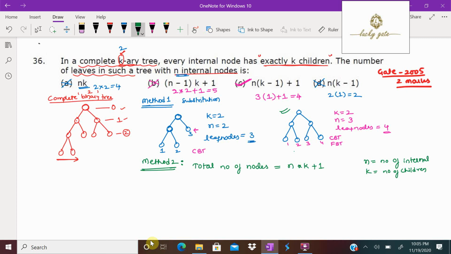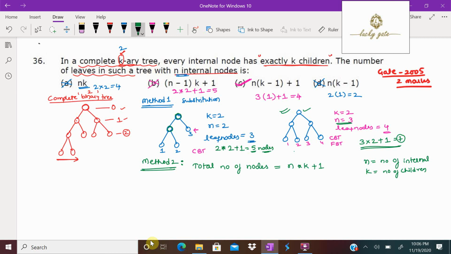Here you see for this example, the number of internal nodes is 3. Each internal node will have a maximum of 2 children. 3 into 2, total is 6, plus 1 root node. We can call the total 7 nodes. So the total number of nodes is n into k plus 1. Here also, how many internal nodes do we have? 2. Each internal node is of degree 2 because it is a binary tree, plus 1 root node. We can call it 5 nodes in total. Correct? So this formula is satisfied for finding the number of nodes in a binary tree.